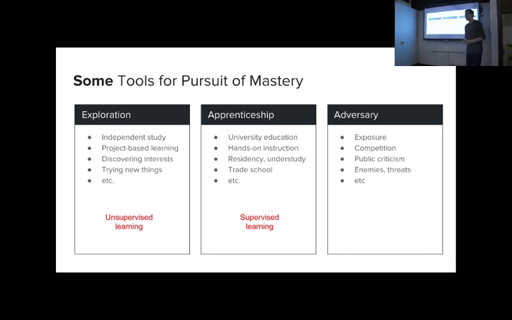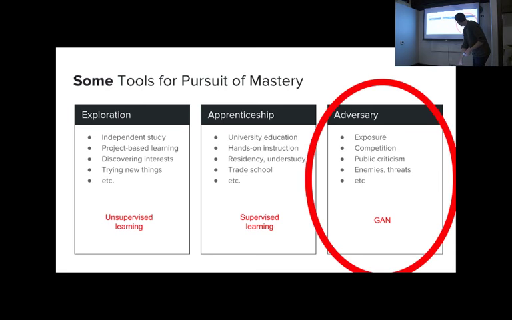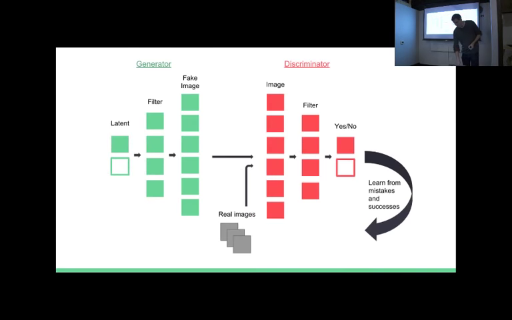Supervised learning, you have labeled information. That's kind of like a trainer telling you, no, that's wrong, that's right, that's wrong, that's right. That's going to help you learn a lot faster, but it's also going to give you a prescribed track. The GAN is kind of like the adversary tool. So hopefully that puts it into perspective in terms of the greater machine learning world. This is the one that we're going to focus on. The GAN, here it is. This is a picture of the way it actually works.